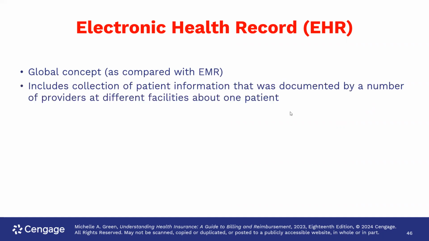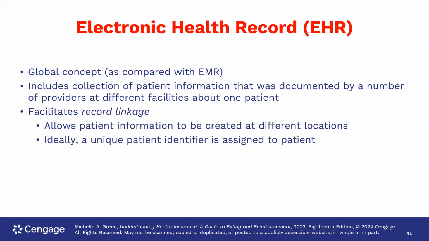Electronic health records and electronic medical records sound like the same. Are they the same? Well, let's watch and find out. Electronic health records are more global. They include patient information that's documented by a number of different providers. So it's not just that one kind of flat record, if you will. And then it links things, so it allows information to be created at different locations. And this, of course, involves a unique patient identifier.